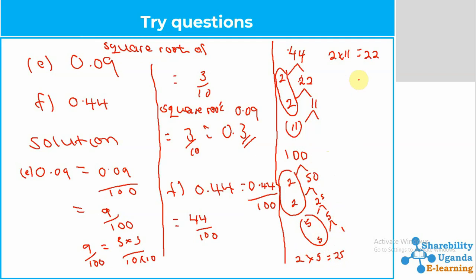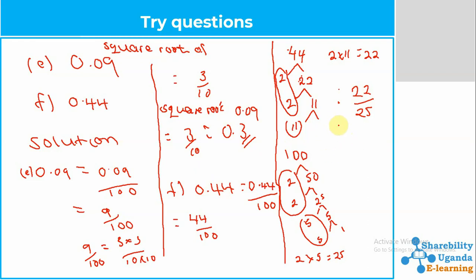So this simply means we can now say that our square root is going to be 22 out of 25. If we multiply this number by itself, can we still come up with 44? Can we still come up with 44? The answer is likely to be no.